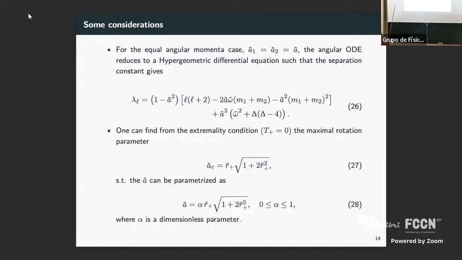the radius of the horizon. In the extremality condition, which means that the temperature of the black hole vanishes, we can find a maximal rotation parameter that we introduce just to have a more convenient form to express the rotation, where alpha is a parameter that tells you that when it's 0, you are in the non-rotating case, so you recover Schwarzschild AdS5, and when alpha is 1, you are in the extremal black hole limit.